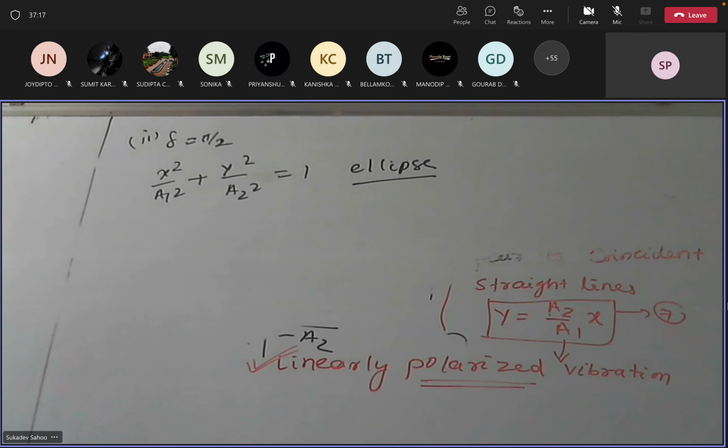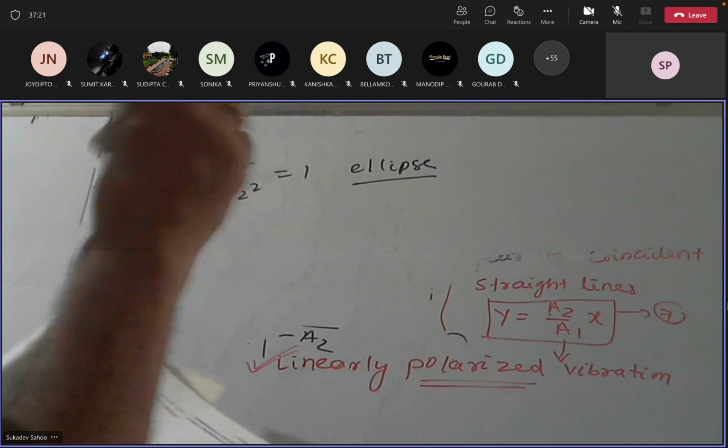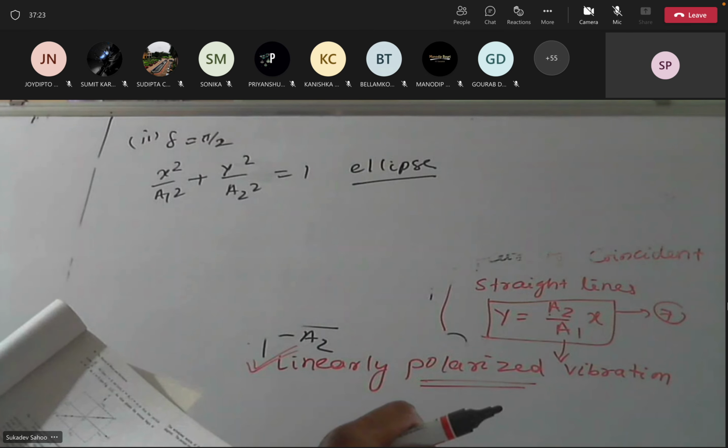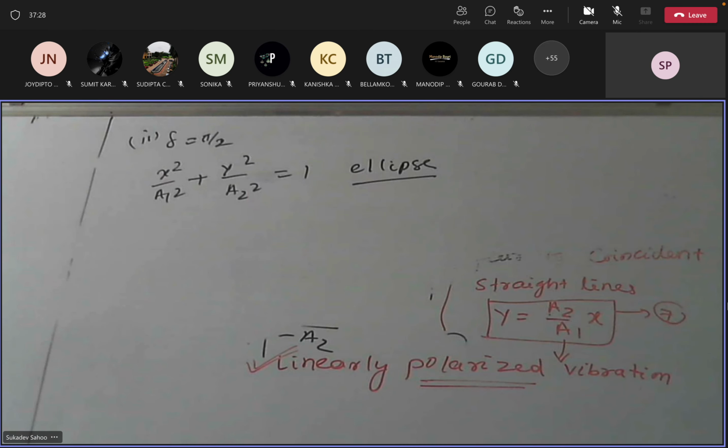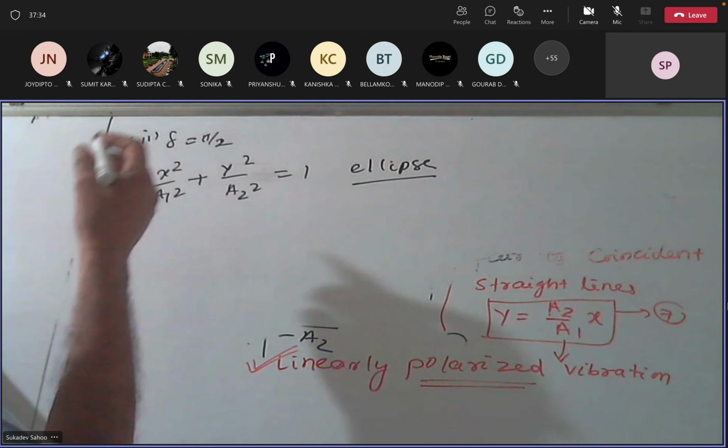Now our aim again is to find the direction in which the particular element moves, if it is acted upon by two SHMs which are perpendicular and having the same frequency and phase difference delta equal to pi by 2.